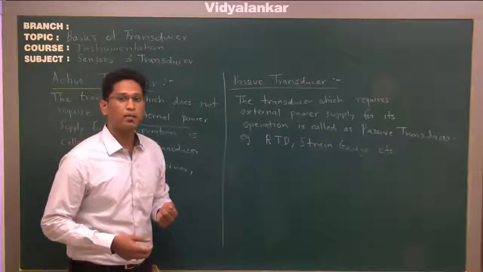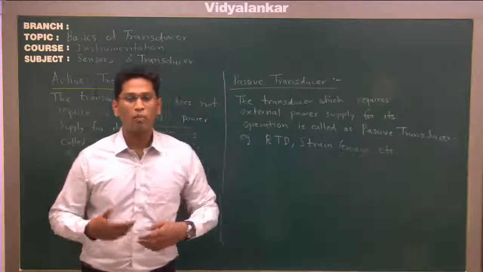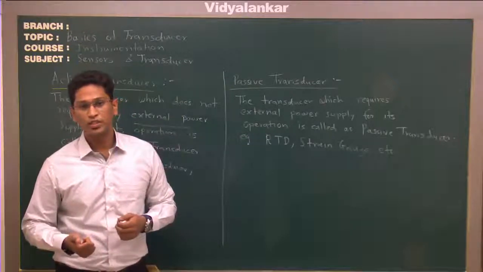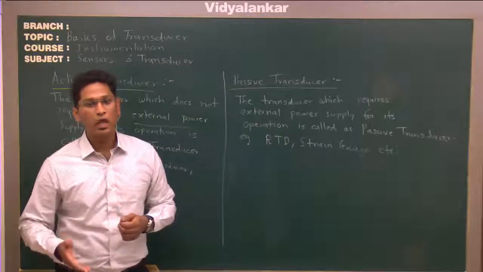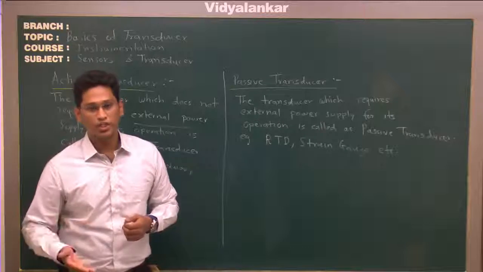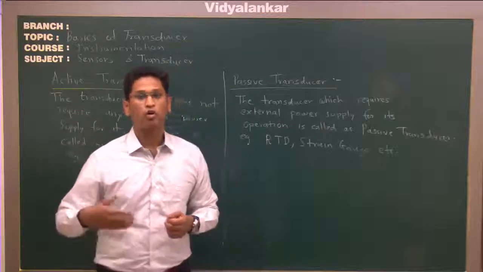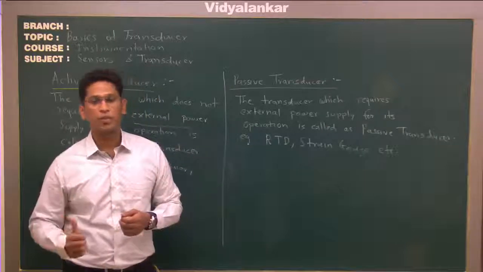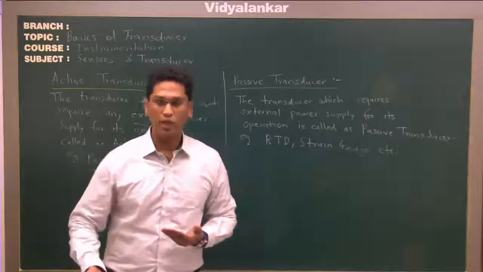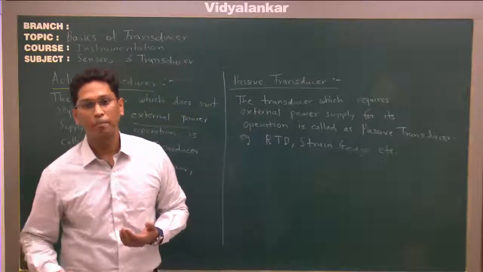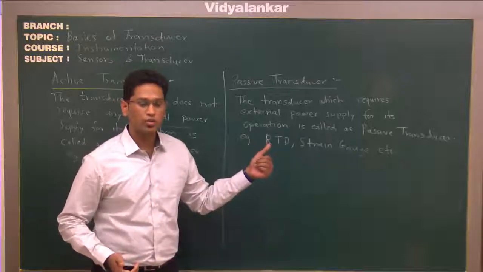The second example is strain gauge. Strain gauge is also similar in operation. The input to the strain gauge is change in strength. Whenever there is change in strength, there is change in resistance. And because of that change in resistance, there is change in voltage of a Wheatstone bridge. And for operation of Wheatstone bridge, we need external power supply. So change in strength is converted into change in voltage with the help of some external power supply. Hence, strain gauge is called as passive type of transducer.